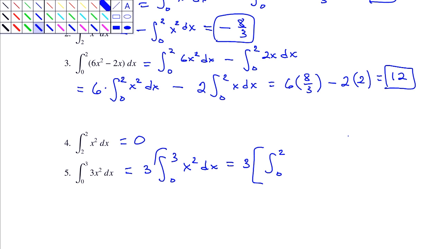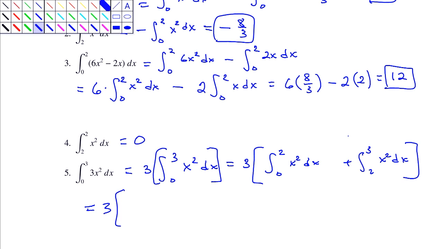So the integral from 0 to 3 is the same as the integral from 0 to 2 plus the integral from 2 to 3. And we'll just fill in the rest of this with the same function here. And those are things that I know about. So the integral of x squared from 0 to 2 is 8/3. The integral from 2 to 3 of x squared is 19/3. Distribute the 3 and cancel the denominators, and you get 8 plus 19, which is 27.